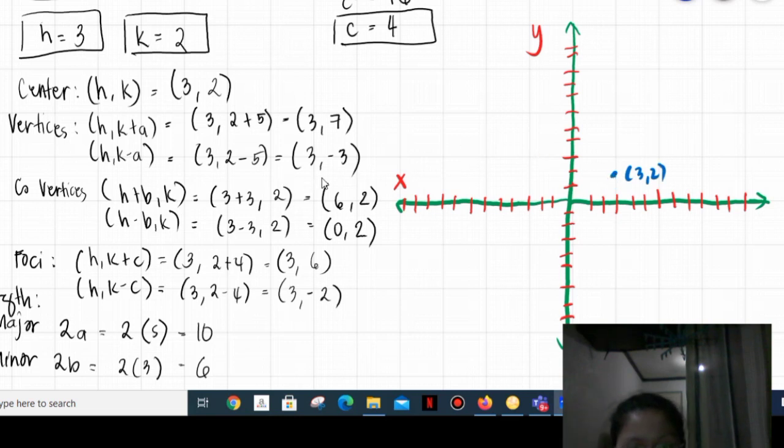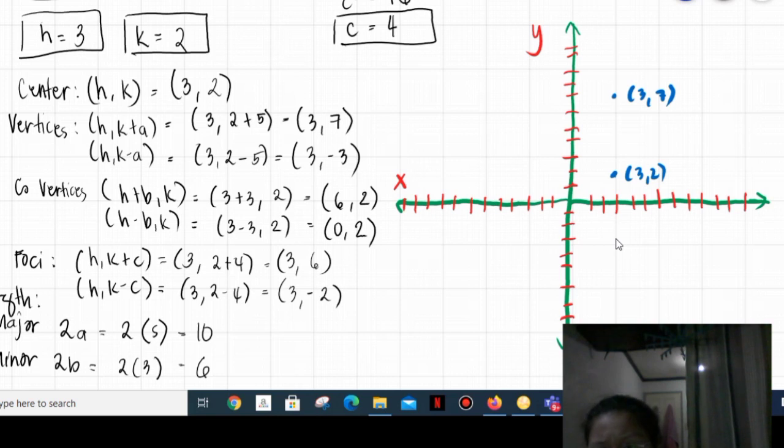And then next is yung ating mga vertices. Locate natin si 3 and 7. 1, 2, 3, and then 1, 2, 3, 4, 5, 6, and then 7. So, nandito si 3 and 7. Next natin, 3 and negative 3. Bilang 1, 2, 3, and then negative 3. So, nandito si 3 and negative 3.